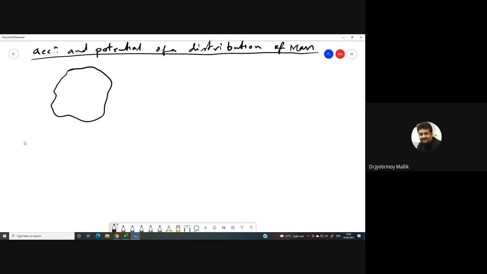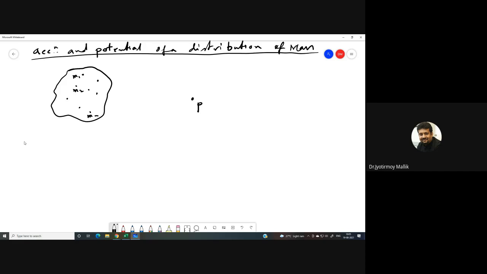And to do our job, of course, we can think that this particular body is made up of several small point masses. Let us call them maybe m1, m2, so on and so forth, mn. It's the accumulation of such masses. Okay, and then suppose at a point P, I wish to understand what would be the acceleration and what would be the gravitational potential for this particular body.